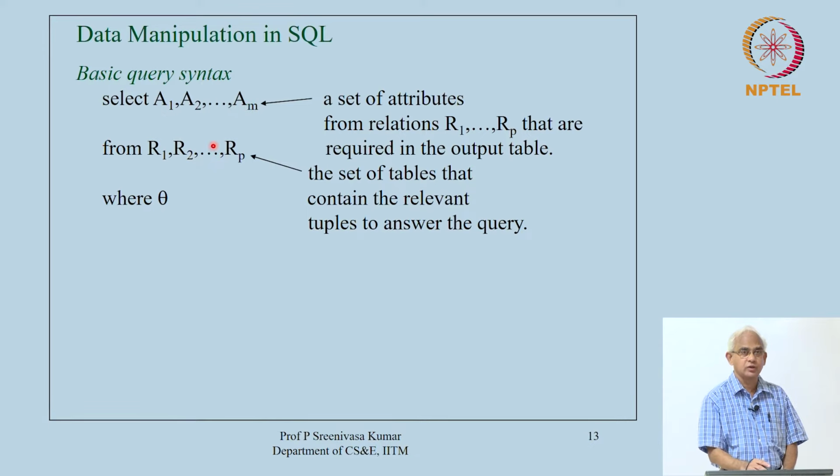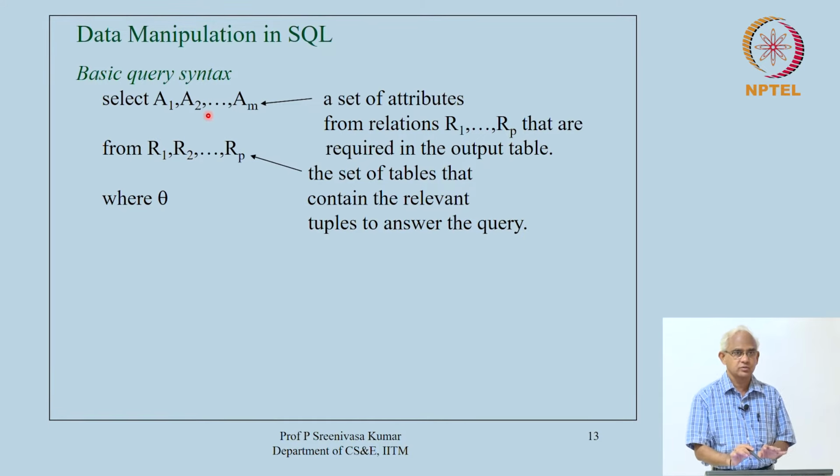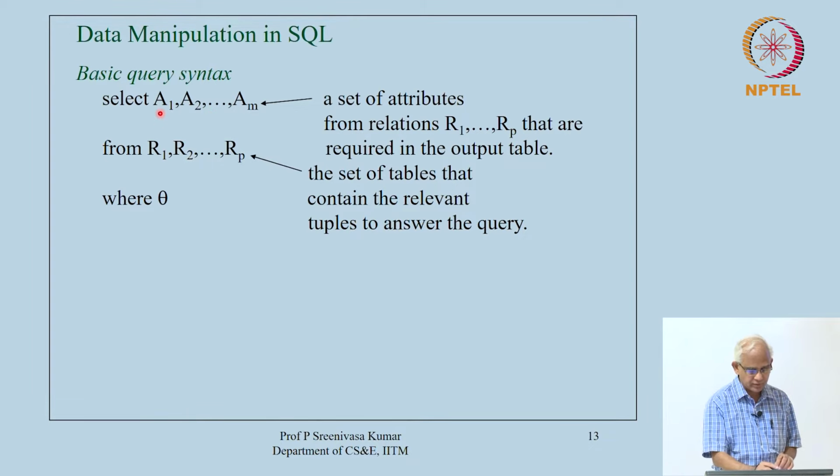The select keyword is followed by a bunch of attribute names. For the moment we will assume that no attribute name appears in more than one relational scheme. All the relation schemes in the database have distinct attribute names. We will just make this simplifying assumption. It is not an important assumption, and we will relax it later.